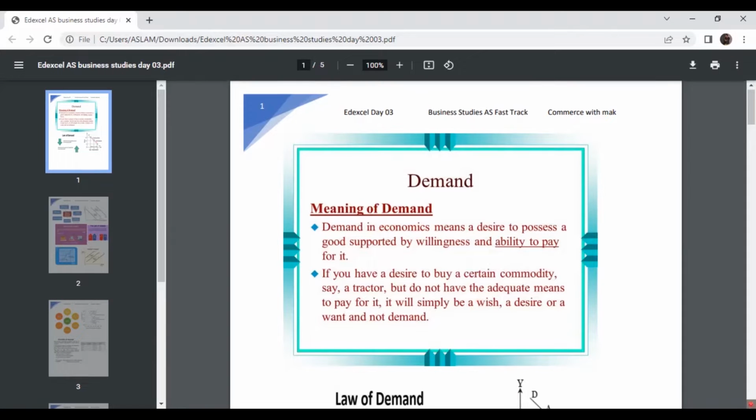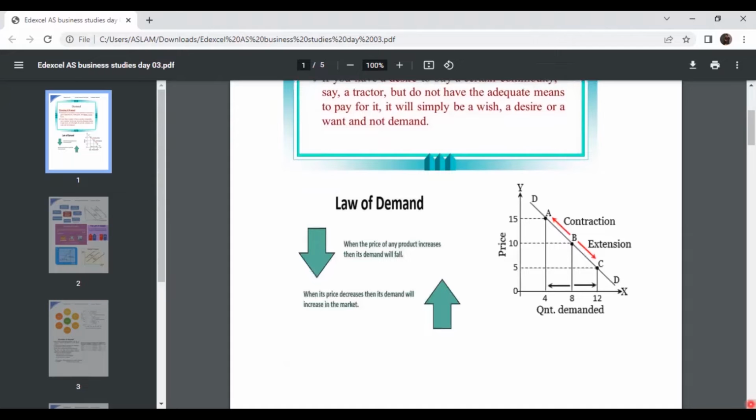So, on the law of demand, we have learned that when the price goes up, the demand goes down, and when the price goes down, the demand goes up. This is the basic rule of law of demand. When the price of any product increases, then its demand will fall. When a price decreases, there is demand increase in the market.